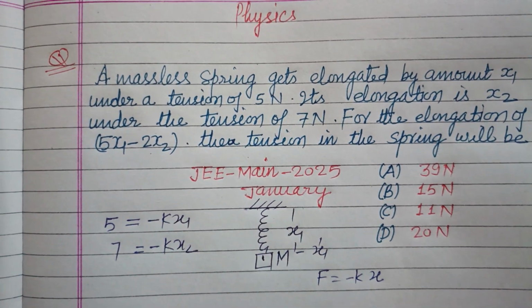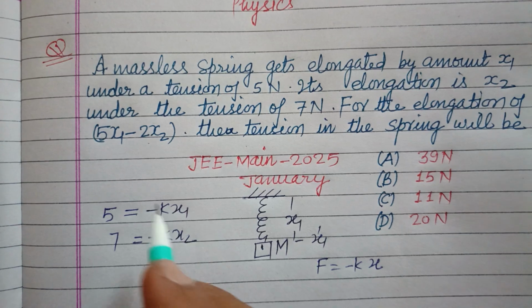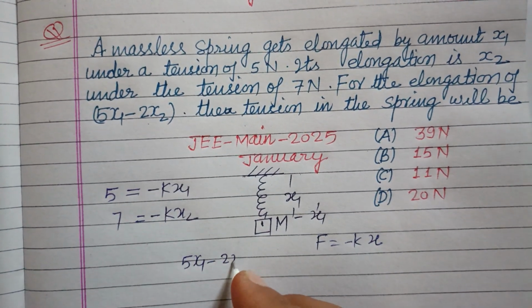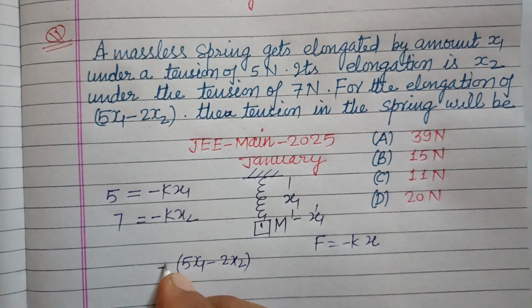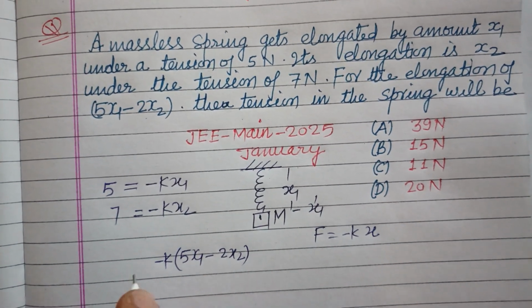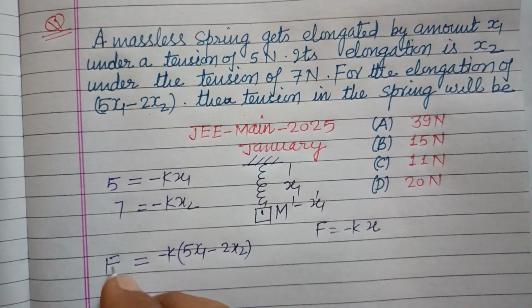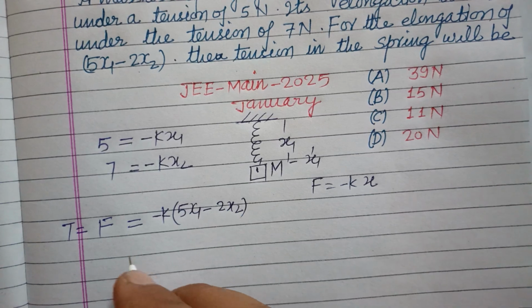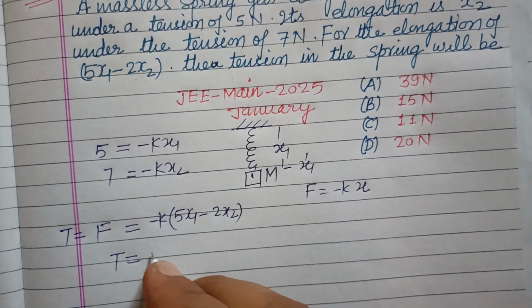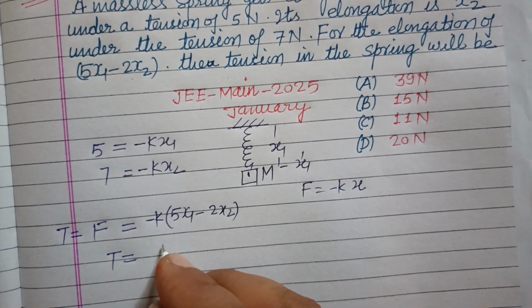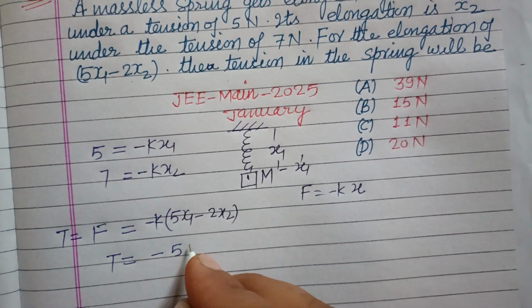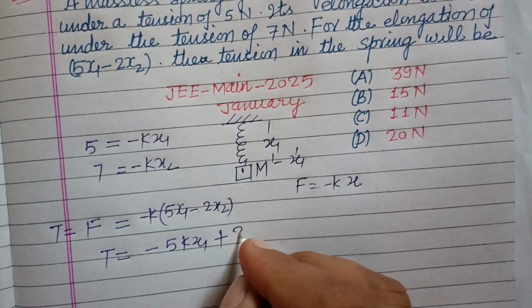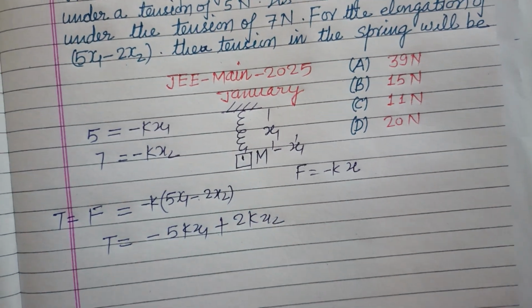Now the elongation is given to us 5x1 minus 2x2, and force is required. Force or tension is required. Therefore we can get tension as 5 into kx1 minus 2 into kx2.